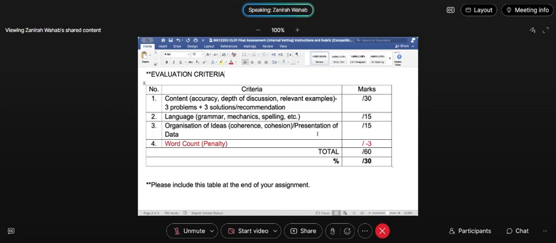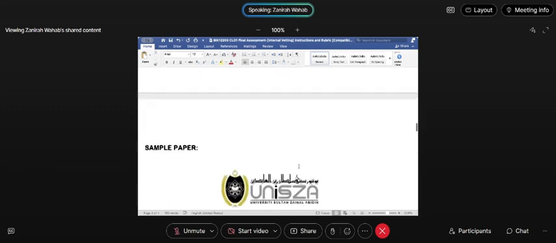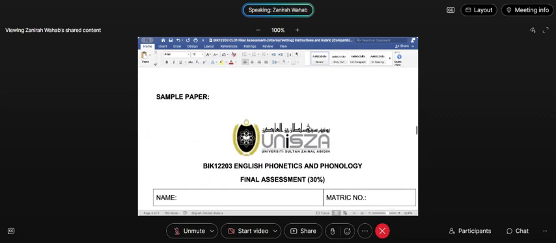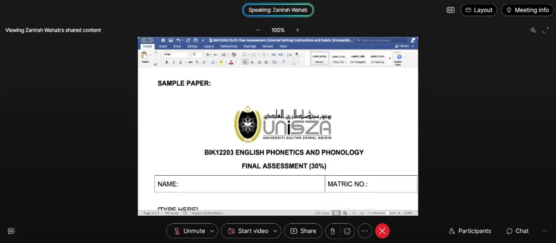Okay, this one, please include this table at the end of your assignment, because I love to have a sample paper. So this one I will share. I will put it as a separate paper. I will upload two things: one the rubric, one a sample paper.